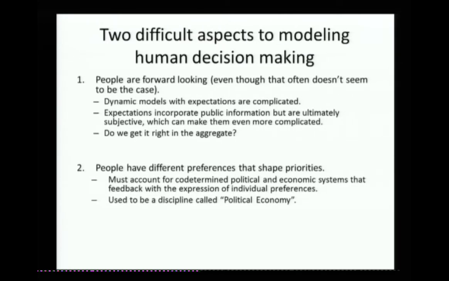I just want a quick note here, since I think economists are probably a minority in the room. The two difficult aspects to modeling human decision making that are always a challenge: one is that people are forward-looking, which is maybe a bit different when you're doing climate modeling without the human dimension. Even though it often looks as if people are not forward-looking, we are on a university campus. People go to college because they're forward-looking, right?